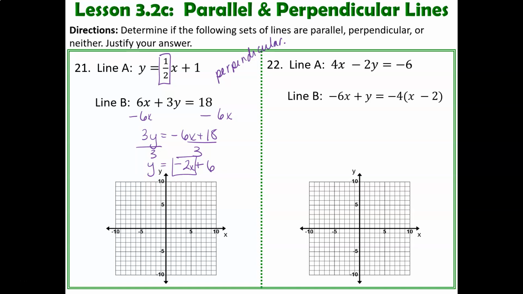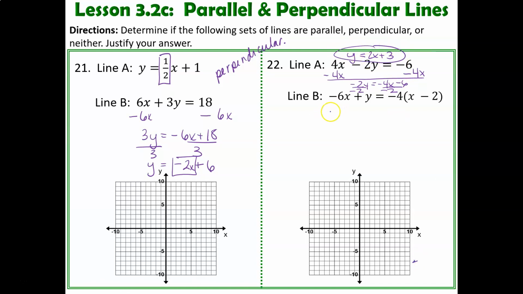22. We've got to get these both into slope-intercept form. So let's subtract 4x. So I have negative 2y equals negative 4x minus 6. Let's divide by negative 2. y is equal to 2x plus 3. So my slope is 2.